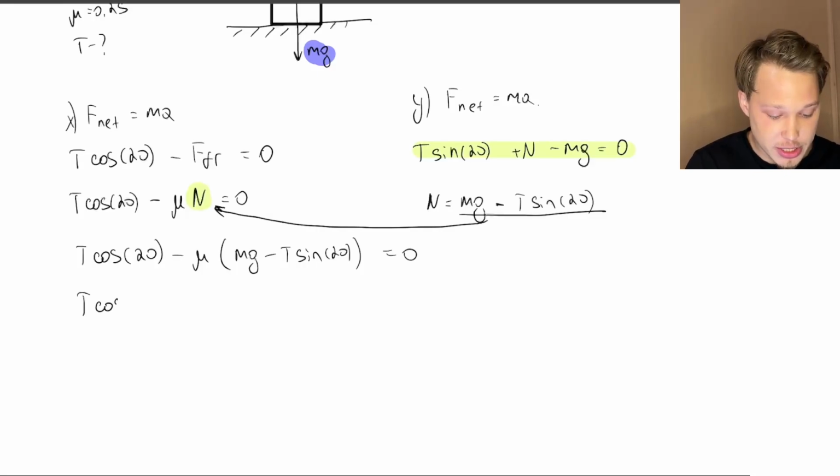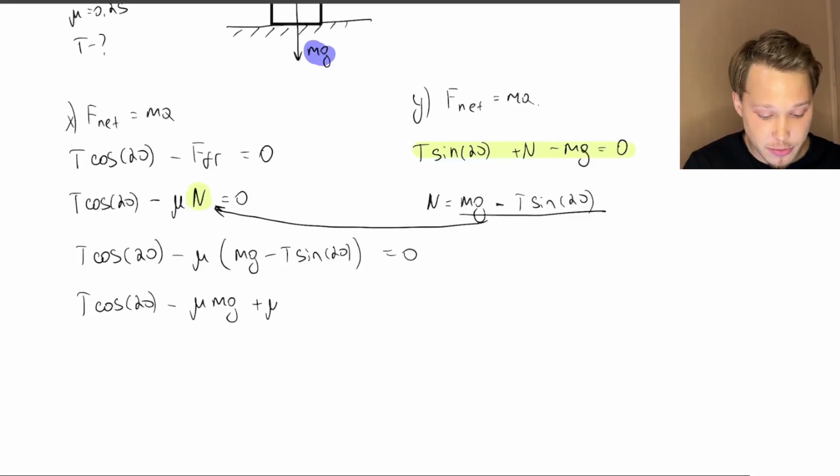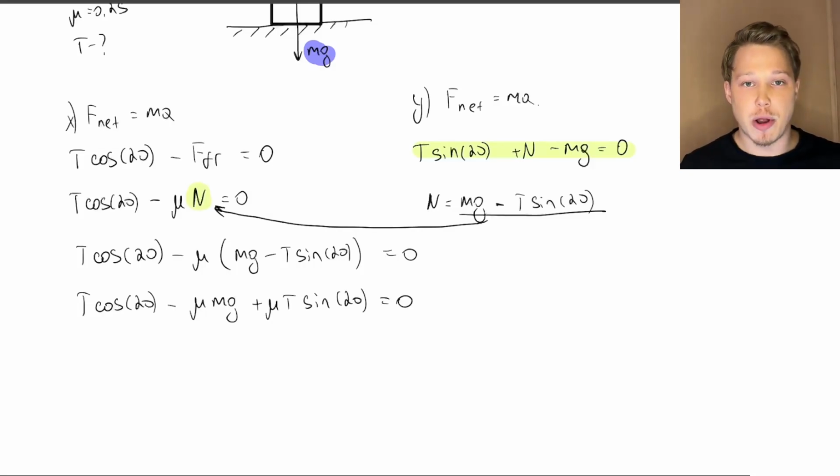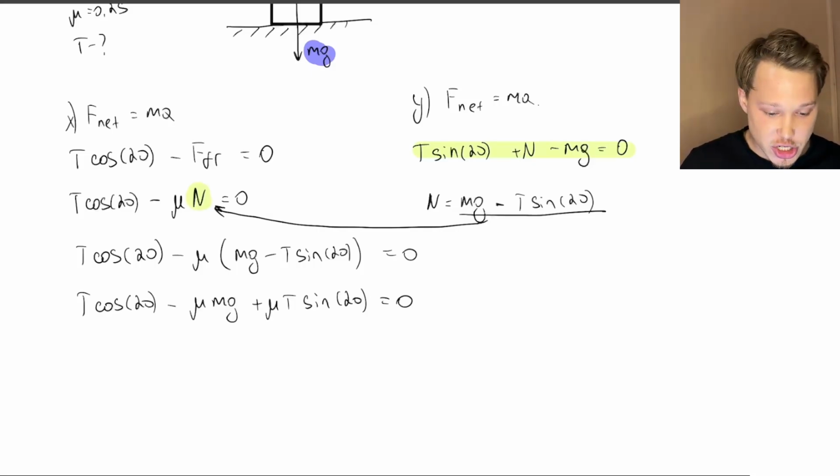Let me open the parentheses. Mu mg, and negative mu times negative T will be positive. So as you see, the rest of this problem now is just algebra. We just have to solve this equation for the tension. So what I'm going to do is I'm going to add mu mg on both sides.